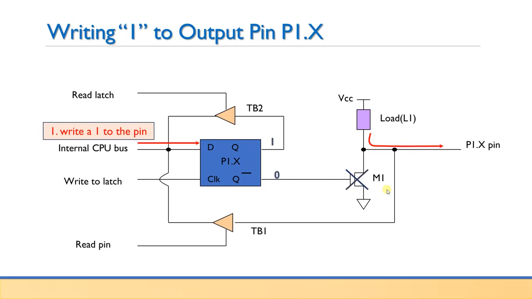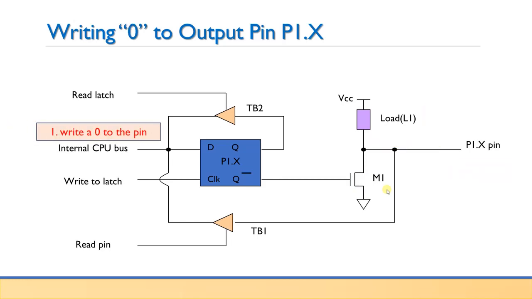So this VCC will be directly connected to the pin P1.x through the pull-up resistor. So this one level will be available. The output pin is connected to VCC, and the output will be 1. So if I write 1 to the D input, then the output will be 1. This is how I can write 1 to the output pin P1.x.